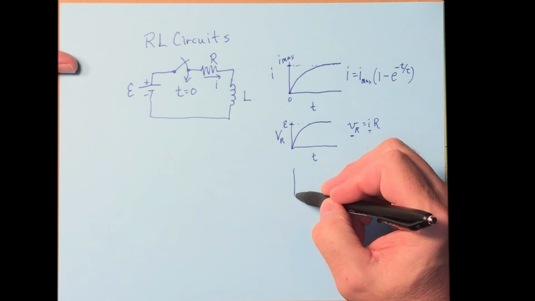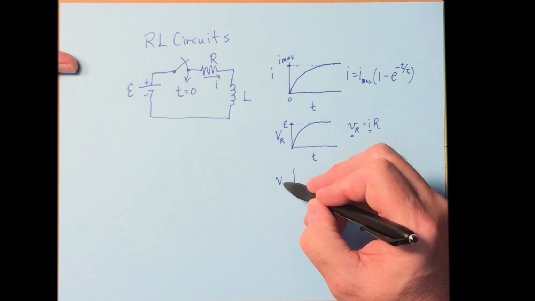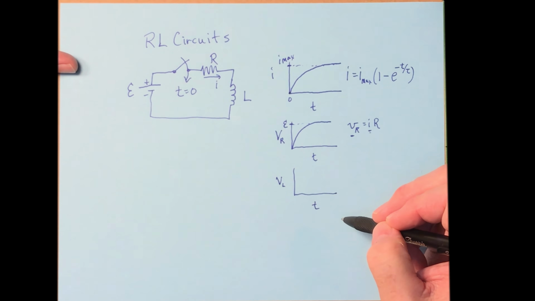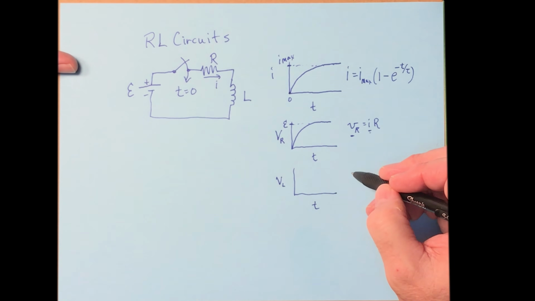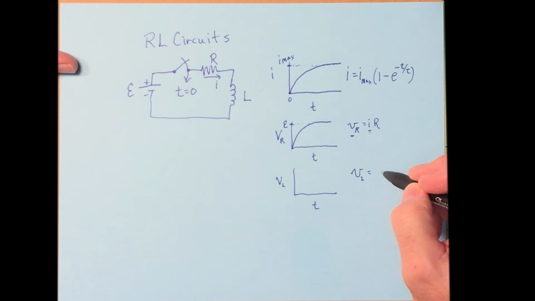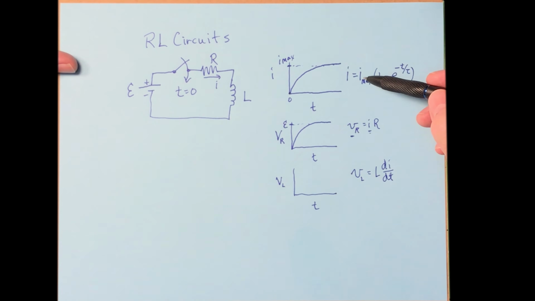All right, well, what about the voltage across the inductor versus time? The voltage across the inductor, V sub L, is going to be L di/dt. So it's going to be the first derivative of the I here. And if you think through, what's the first derivative? In the first derivative, this one term goes away, and we're left with an exponential term. The derivative of an exponential is an exponential. So the voltage is going to be a decaying exponential.